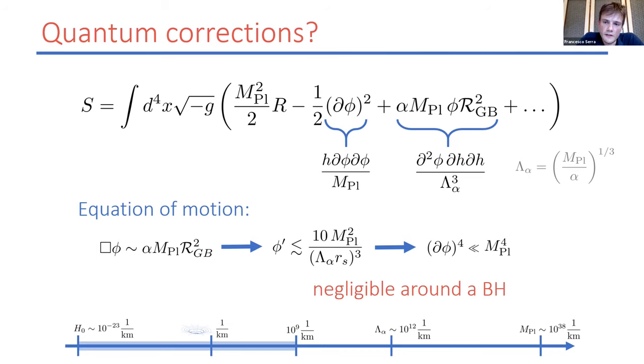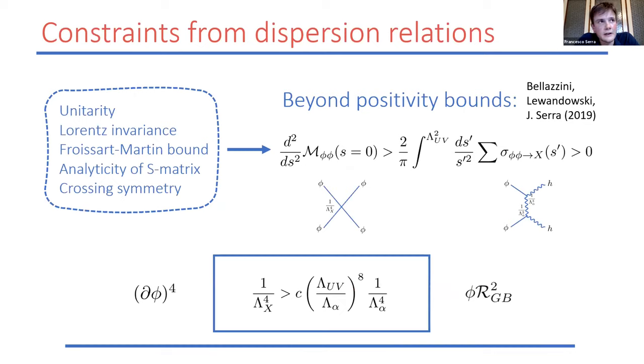However, we can still question further this theory, because we are saying that there is a very large separation between two operators, this d square phi dh, so the operators that are inside phi Gauss-Bonnet, and the operator d phi to the fourth. And what we can ask is whether or not there will be a UV completion that, when we integrate out the UV degrees of freedom, leads to this theory with this large separation. So in order to answer this question, we can think of having a bona fide, let's say, UV completion, which is unitary, which has Lorentz invariance, which has polynomial boundedness of amplitudes, analyticity, and crossing symmetry.